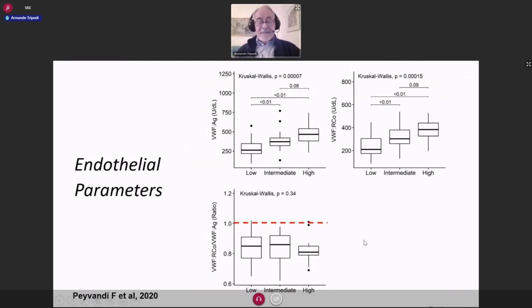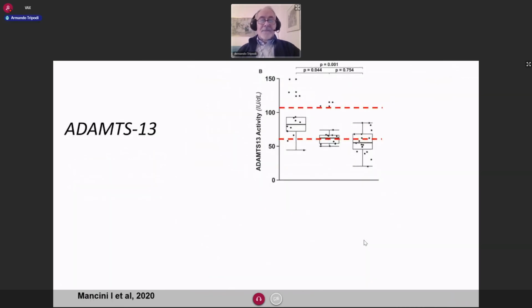And this means that most of the von Willebrand factor antigen molecules are probably dysfunctional in this cohort of patients. What about ADAMTS-13? You see here the distribution of results in the three groups. In the low group, ADAMTS-13 was relatively normal, as you can see in most of the patients, but in the intermediate and the high group, ADAMTS-13 started to decrease considerably, and you see that there was a good correlation between the three groups.